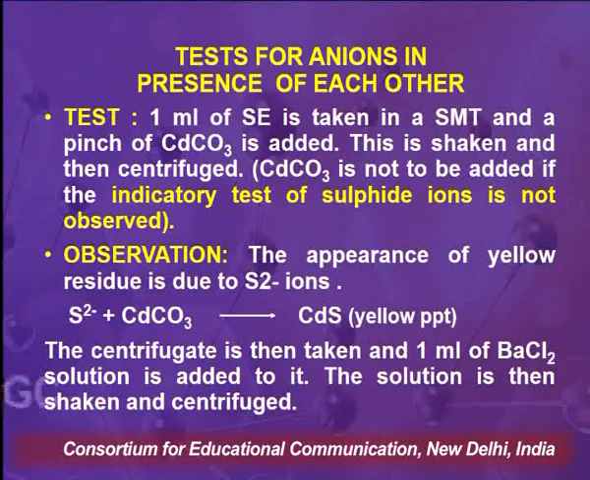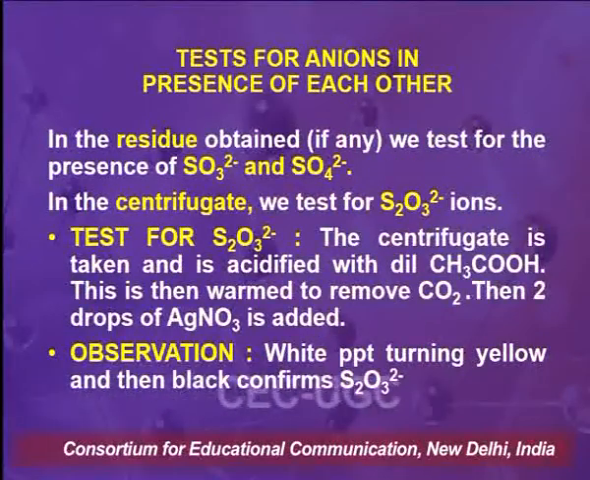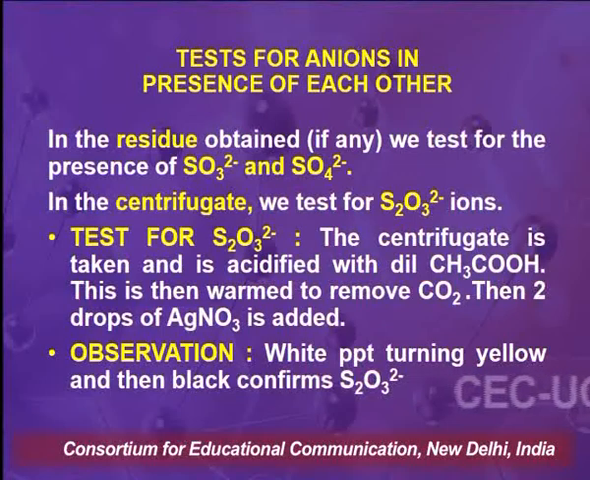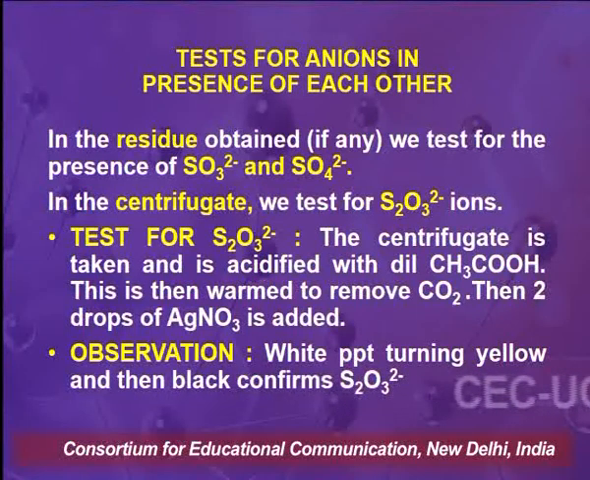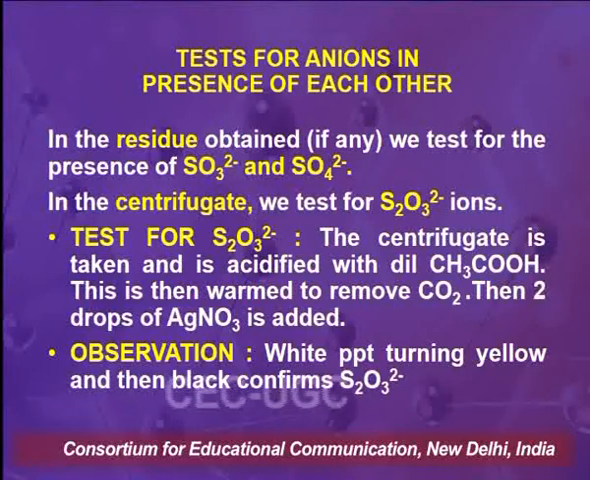After the residue is separated, to the centrifugate 1 ml of barium chloride solution is added. The solution is then again shaken and centrifuged. Now, at this stage we have separated cadmium sulfide from the whole mixture. If upon addition of barium chloride a residue is obtained, then that residue will be white in color and will be tested for the presence of sulfite and sulfate ions, whereas in the centrifugate we will test for thiosulfate ions.